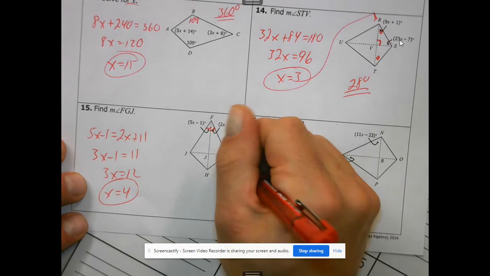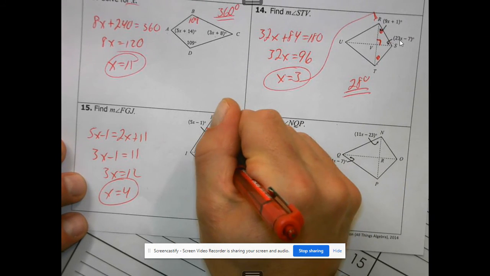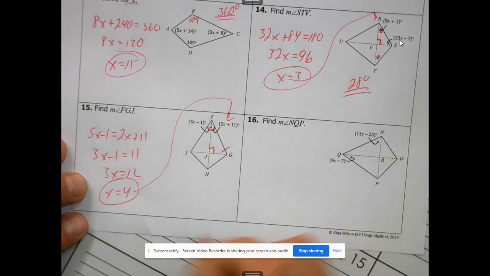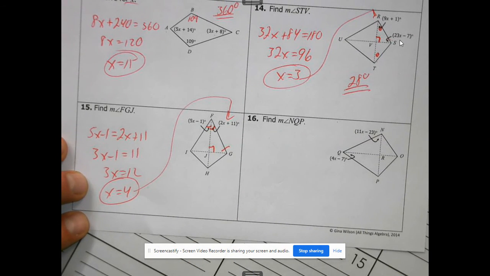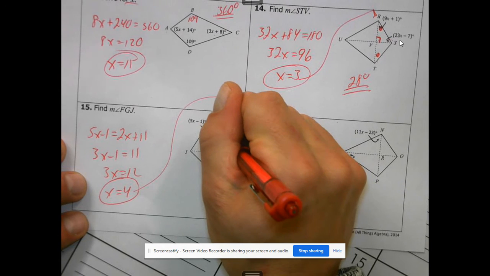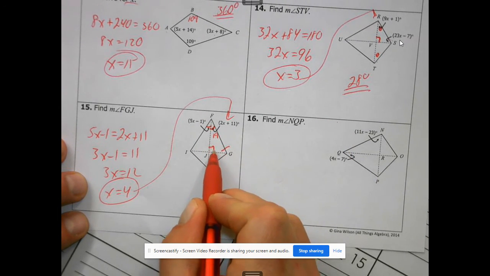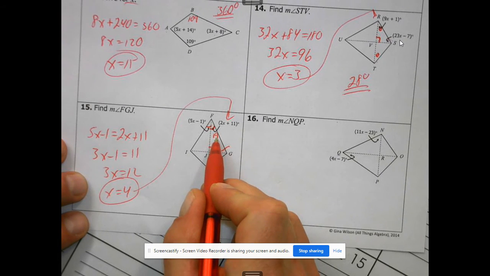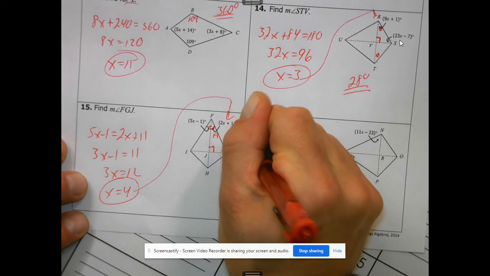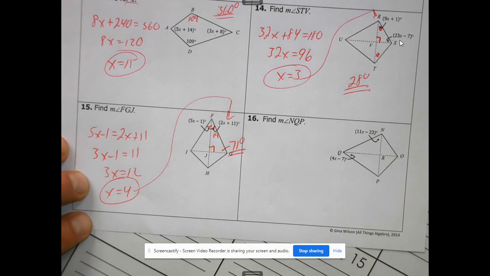FGJ. Right here. All right, I got 90 right there. I plug in the 4 back up top there. That's going to give me 19. All three angles in a triangle add up to 180. So take 180 minus the 90 minus the 19. You're going to be left with 71 degrees. That's your answer.